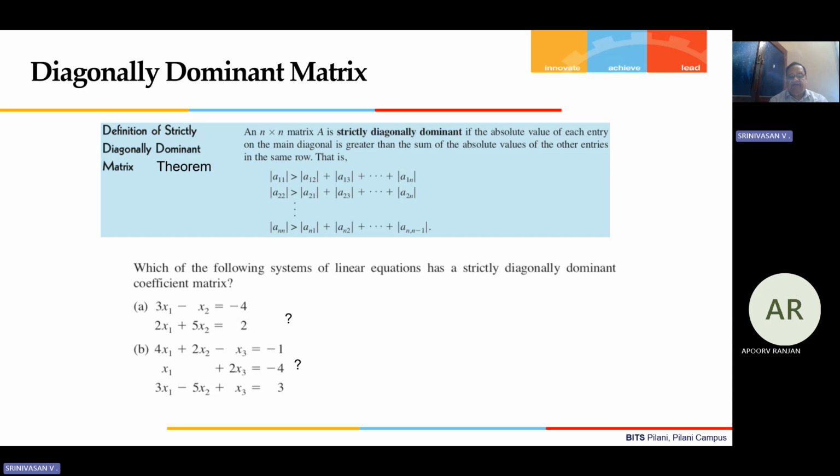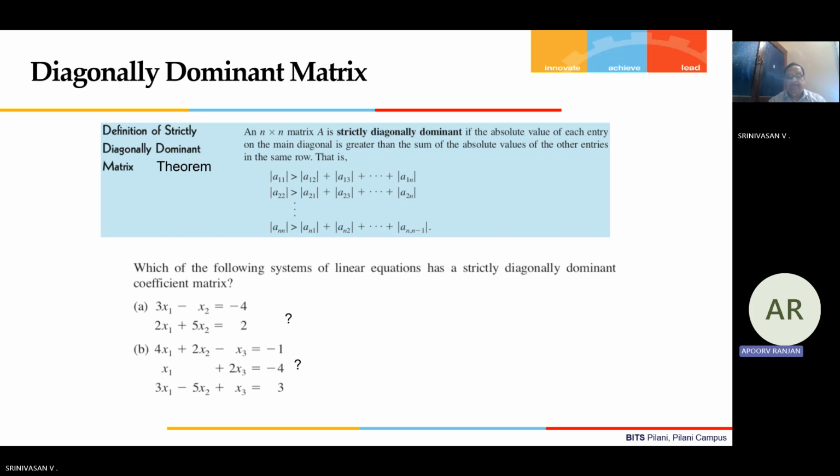Sufficient or implies that are implied by. So anyway, it is only a one-way sufficient condition. Okay, right. Now, having understood the definition, can you tell me which of the following systems of linear equations have a strictly diagonally dominant coefficient matrix? Can you tell me?